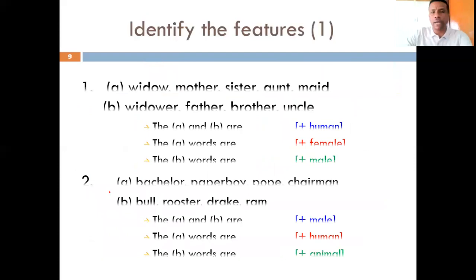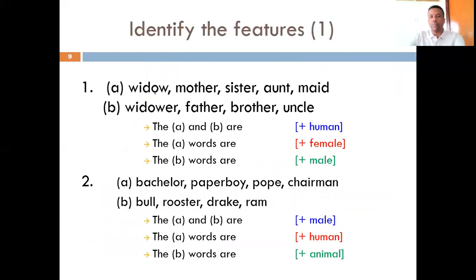So these are other examples. For example, widow, mother, sister, aunt, and maid. All of them possess the property of female. Father, brother, and uncle possess the property of male, which means these will be minus on female. That's what it means. Okay, this is what we have.